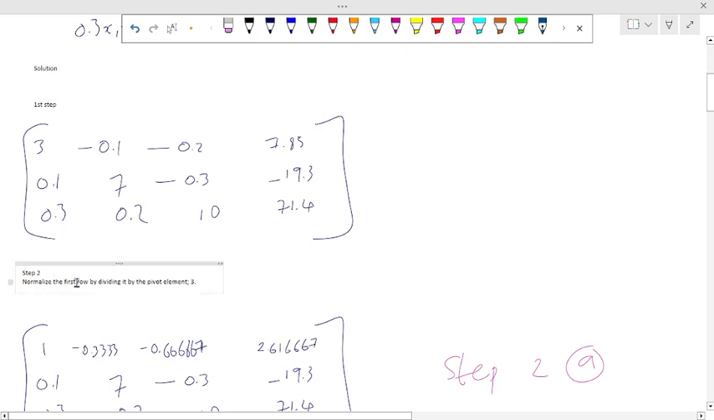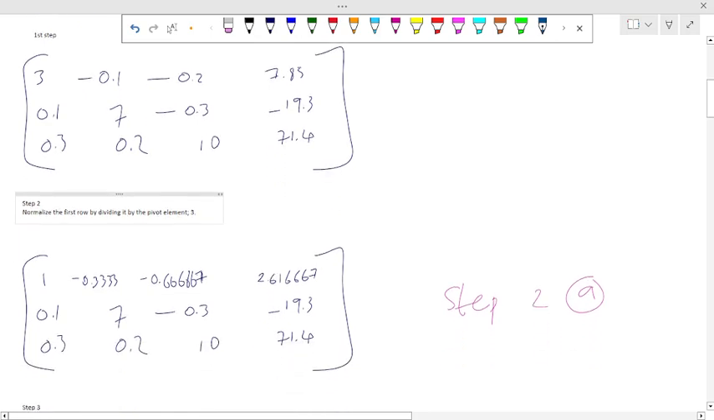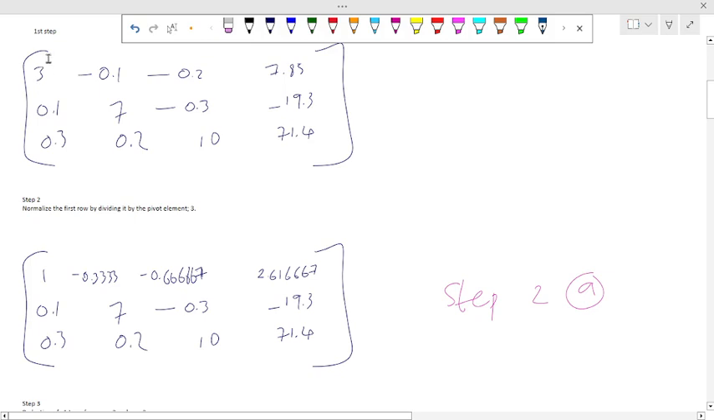Step 2, normalize the first row by dividing by its pivot element. Usually the pivot element is the first non-zero digit coming from your left. So let's normalize the first row by dividing it by the pivot element, meaning 3 will divide everything here. So 3 divided by 3 is 1. 3 divided by this will give you this, and the same for the next two. Of course, the rest remains the same. So that's the second step.